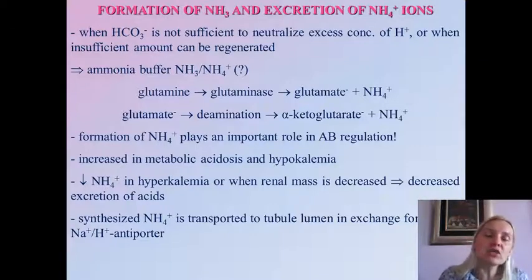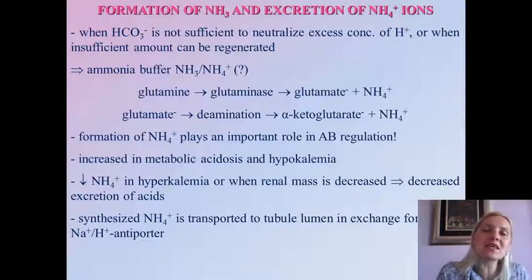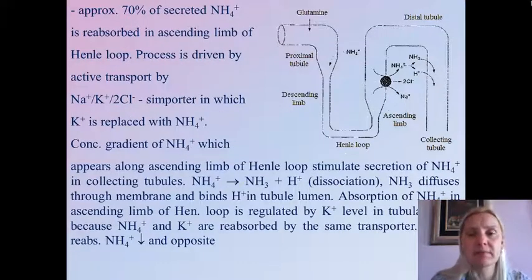And formation of ammonium ion is increased in metabolic acidosis because we have to employ an additional buffering system, besides the bicarbonate buffer, to neutralize those excess amounts of hydrogen ions, and also in hypokalemia, and we will see the connection between ammonium ion and potassium ion. So ammonium ion is decreased in hyperkalemia, or when renal mass is decreased, which actually yields decreased excretion of acids. So it's synthesized and transported to the tubule lumen in exchange for sodium by sodium hydrogen antiporter. So here is the mechanism.